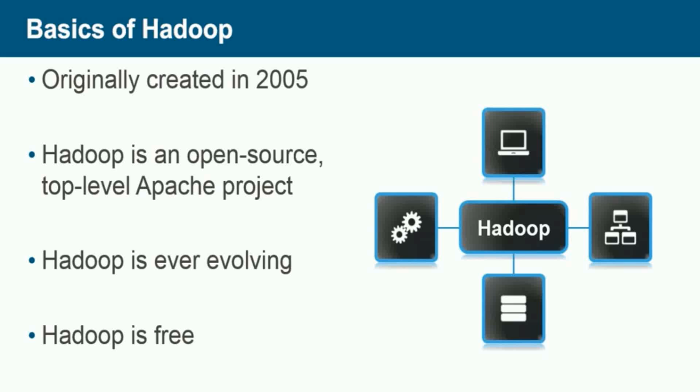Originally created in 2005, Hadoop has become immensely popular and has become synonymous with big data. Hadoop is an open-source, top-level Apache project. Like other top-level projects such as Linux, Hadoop is ever-evolving as the global community of developers and contributors are constantly adding features and adding improvements.